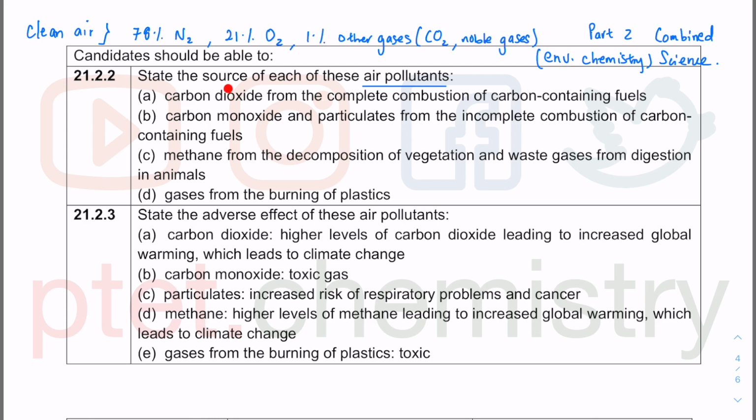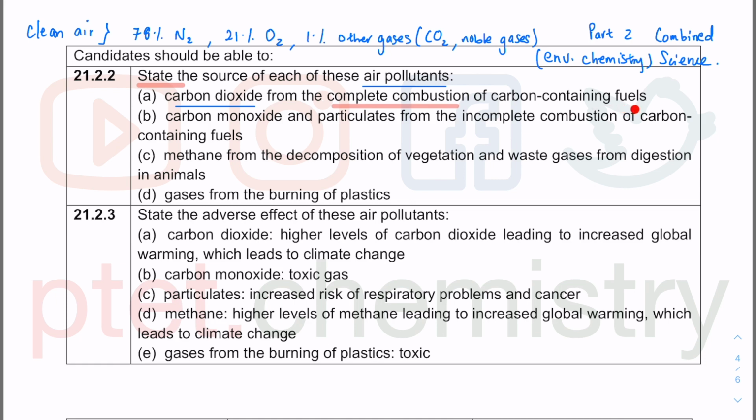Now we have to be able to state the source of each of these pollutants. This question could be a very easy 2 to 3 marks question, or it could be a fill in the blank, or mix and match, where they try to match the pollutant as well as the source. So we look at carbon dioxide. That comes from complete combustion. This is an important keyword. Combustion means burns in oxygen. You can only get carbon dioxide if you have complete combustion of carbon containing fuels.